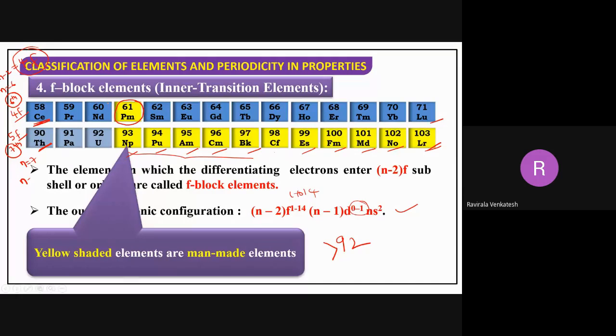So in the 4f series, only one element is synthetic, that is promethium, PM, a man-made element. But in the 5f series, except thorium, protactinium, and uranium, the remaining elements are synthetic. That means after 92, whatever it may be, even 104, 105, 106, 107, all are synthetic elements, isn't it?